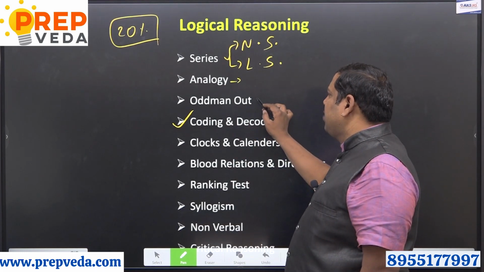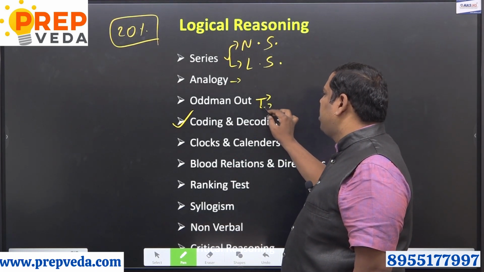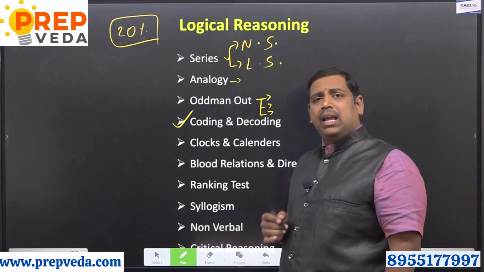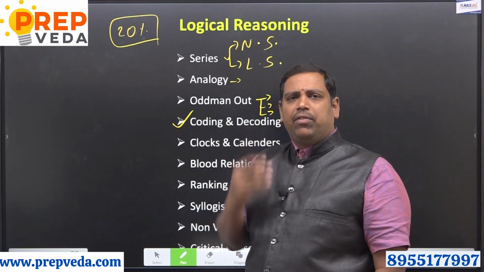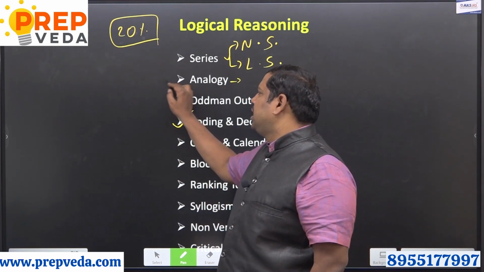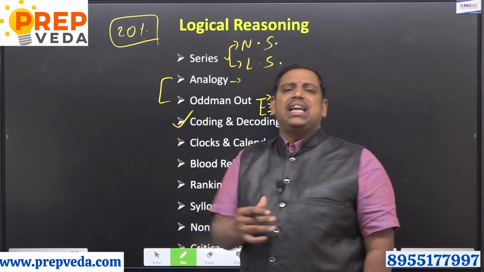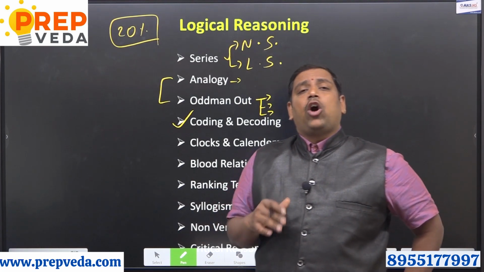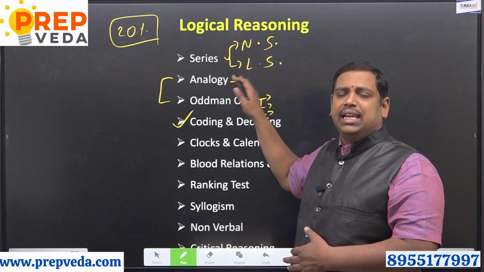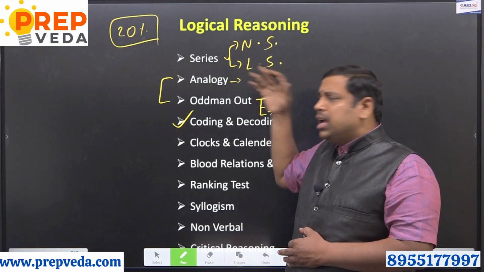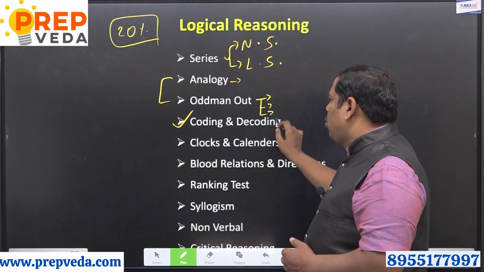And odd man out, again we have three types: number, letter, and word odd man out. Its other name is classification. It is a simple and beautiful one. In these two there are some mistakes that students commonly make, which are regular in the examinations. I will discuss each and everything in the class clearly.